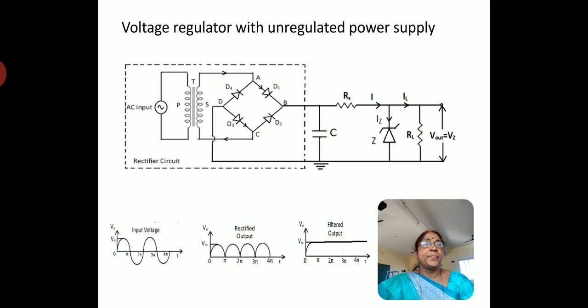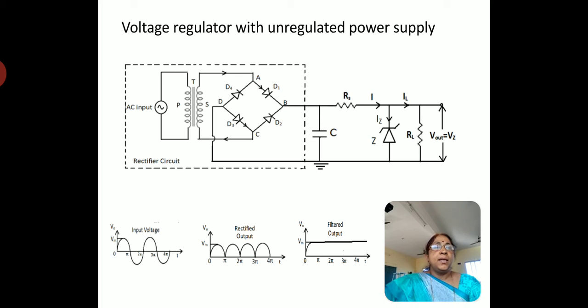Now, let us see the circuit, the voltage regulator with the unregulated power supply. The first AC input gives the input voltage to the transformer. That transformer steps down the voltage, and it is connected to the full wave bridge rectifier. This rectifier rectifies the signal.